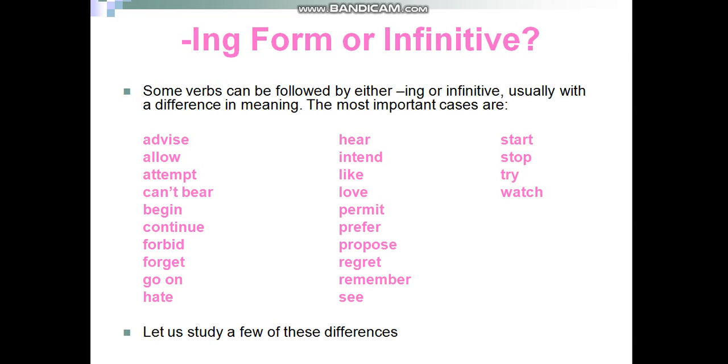Here we have ing. Some verbs can be followed by either ing or to plus infinitive. We have two kinds here. Verbs may be followed by to or ing. It's okay. Hate: I hate to go outside or I hate going outside. Begin, continue, start, attempt, intend, love, permit, prefer, propose, regret to. We have two kinds. Let's show some differences.